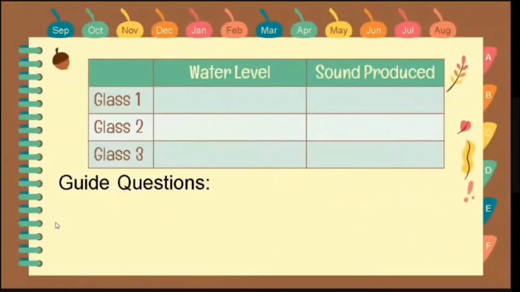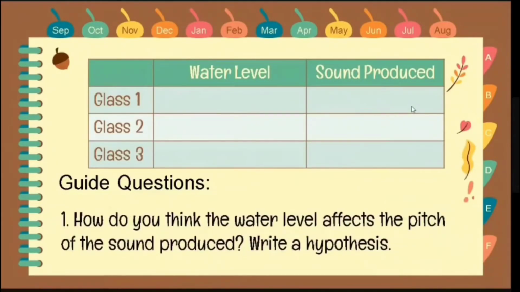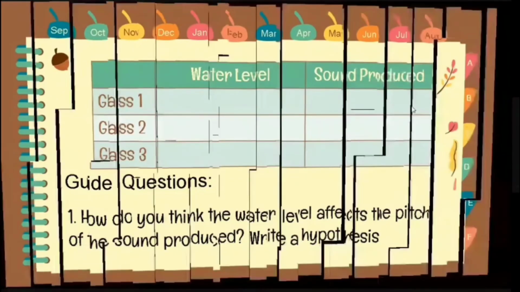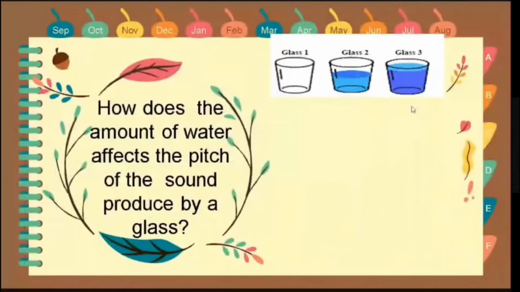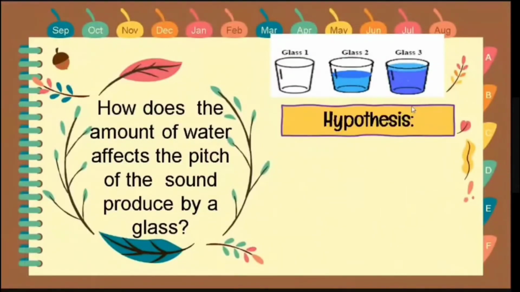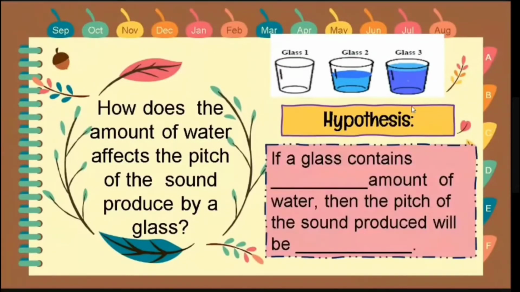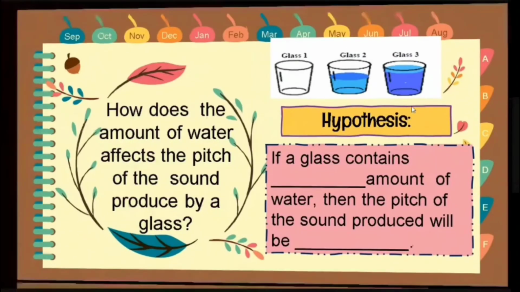After recording the observation on the table, answer the following guide questions. Number 1, how do you think the water level affects the pitch of the sound produced? Write a hypothesis. Again, in writing the hypothesis, follow the if-then statement. Your hypothesis may go like this. If a glass contains blank amount of water, then the pitch of the sound produced will be blank. Just supply the missing words to complete your hypothesis.